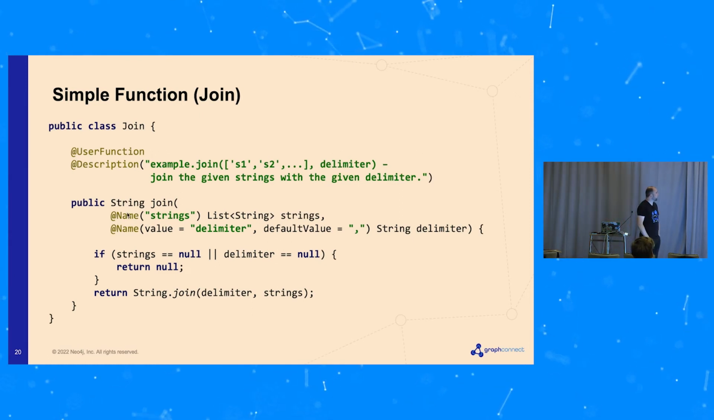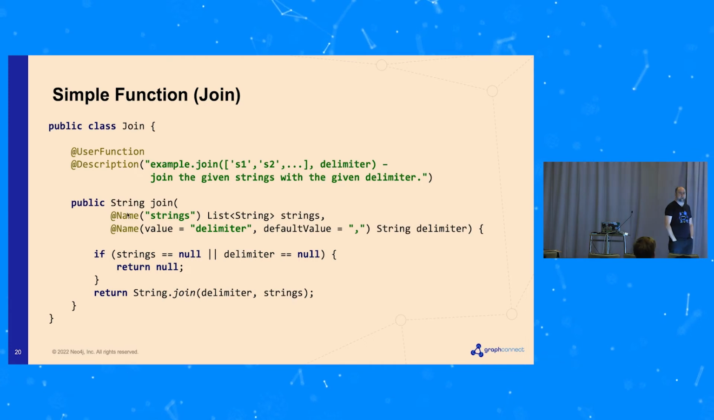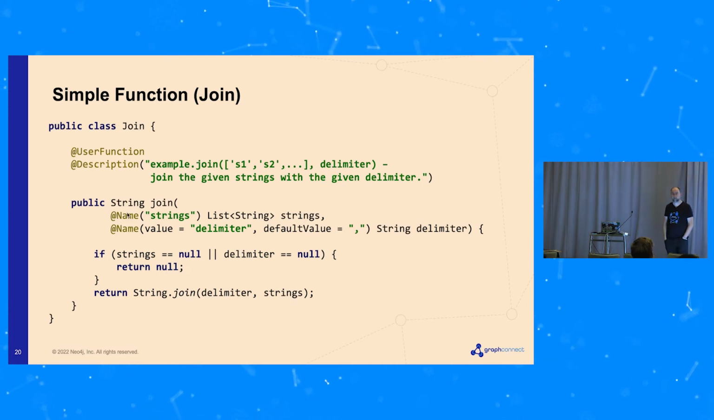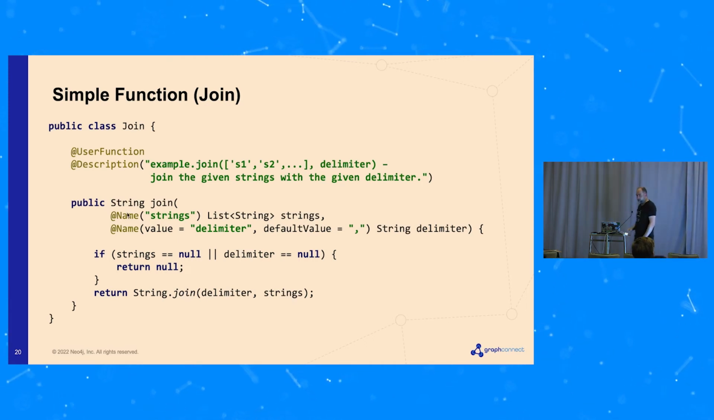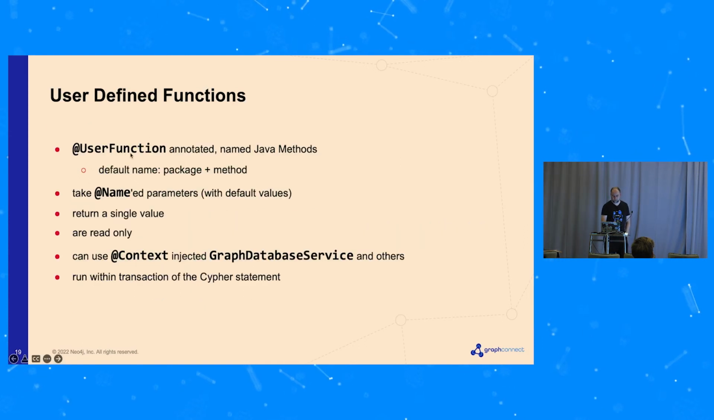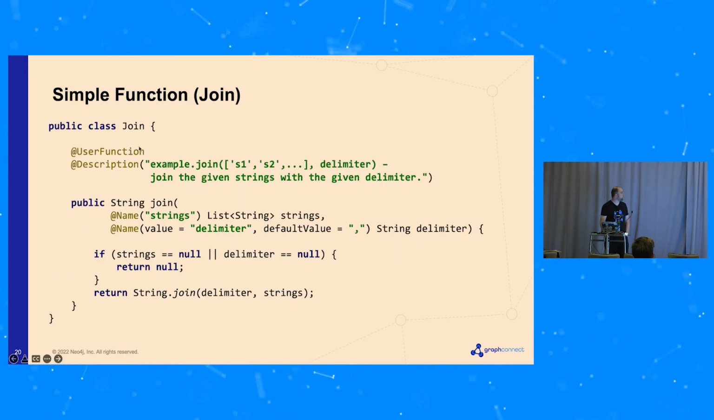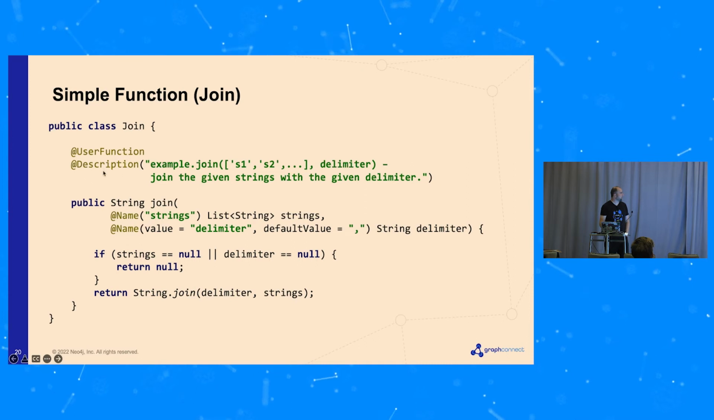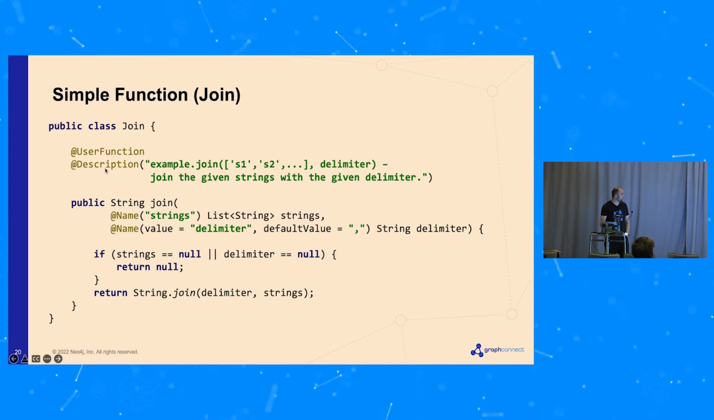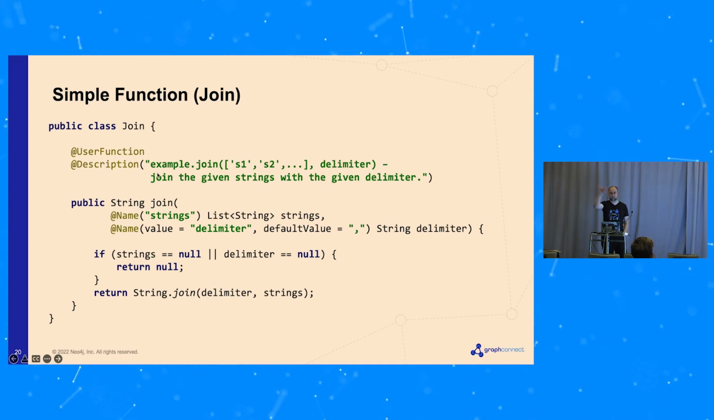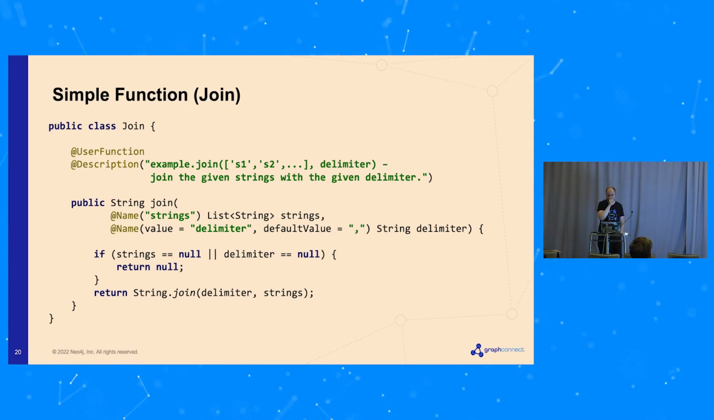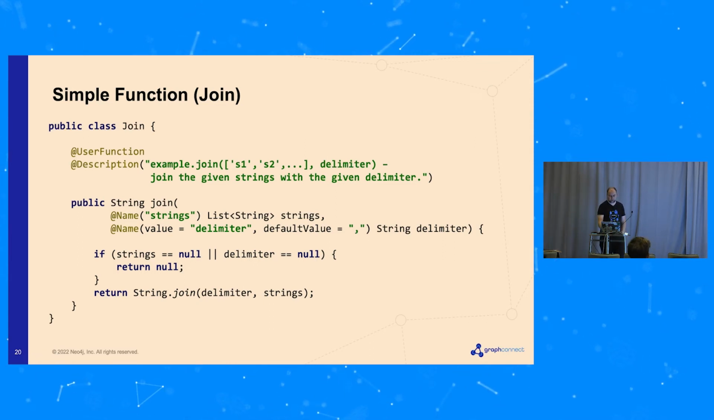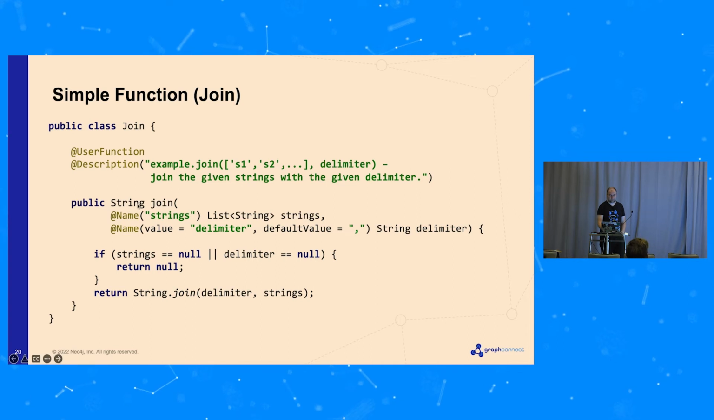This is a function that takes a bunch of strings and a delimiter and joins them together into a result string, right? So here I have my user function annotation. I can add a description annotation as well, which then shows up in show procedures as a help text, which is quite nice. Then I have my method, which has a single return type. In this case, it's string.